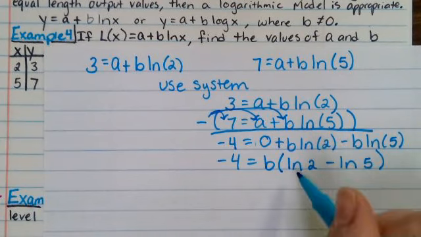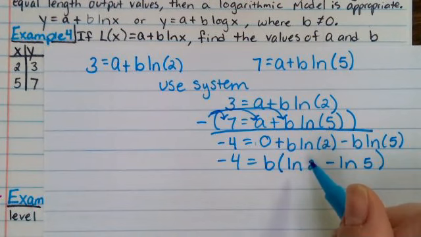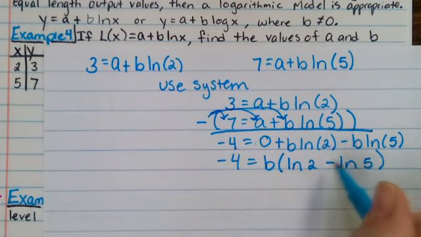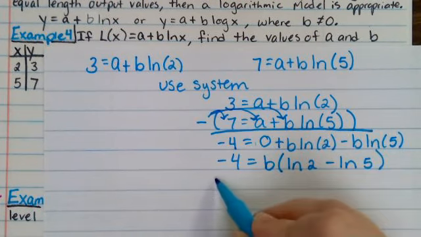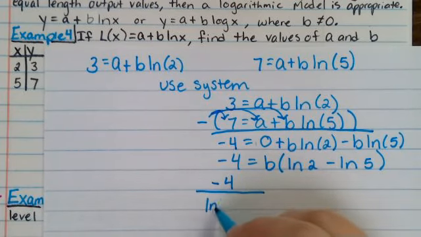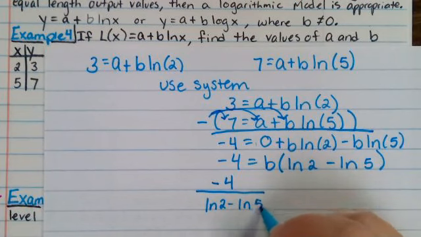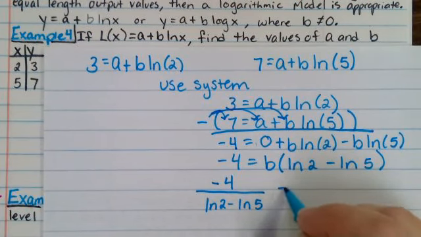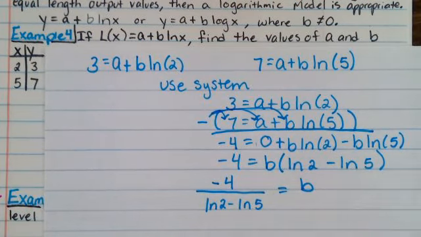All right, now we can divide by the natural log of 2 minus the natural log of 5. So this would be a negative 4 over natural log of 2 minus natural log of 5. And that should be equal to your b value. We can type that in a calculator.